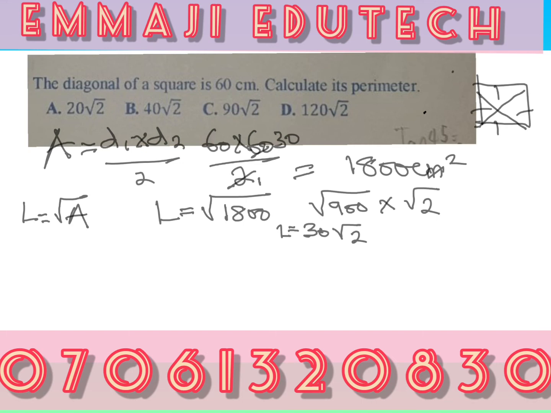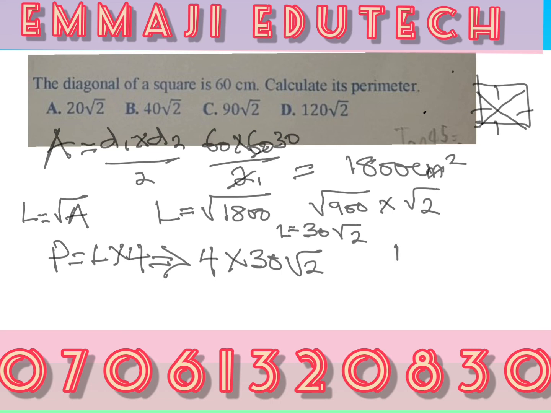When you have 30 root 2 as your length, knowing fully well that the perimeter of a square is equal to one side times 4, L times 4, you can substitute your L into this formula, so we can now have 4 times 30 root 2. 4 times 30, we have 120 root 2. That is our final answer.